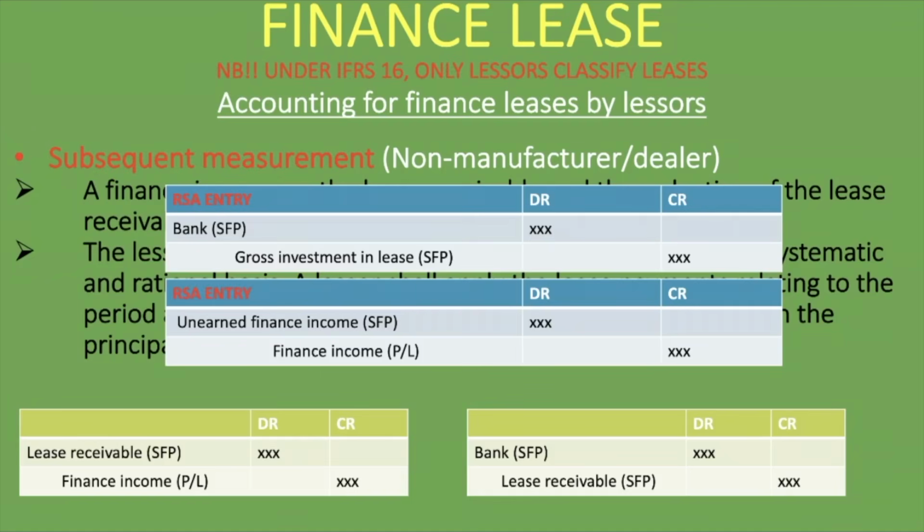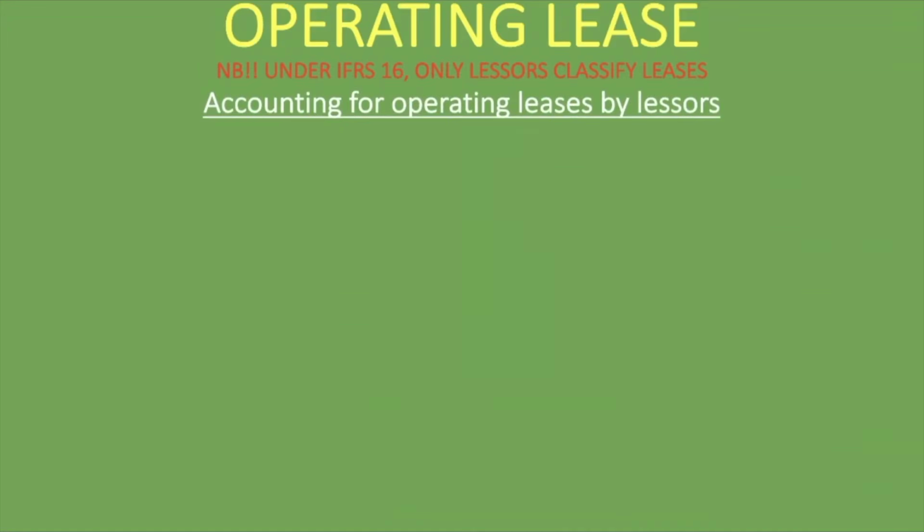manufacturer or dealer. How do you account for an operating lease from the perspective of the lessor who is not a manufacturer or dealer? Well, here is how it is. Again, we note here that it's the lessor who has to classify the lease as either finance or operating. So the first step, if you're a lessor, is to determine whether this is an operating or a finance lease.